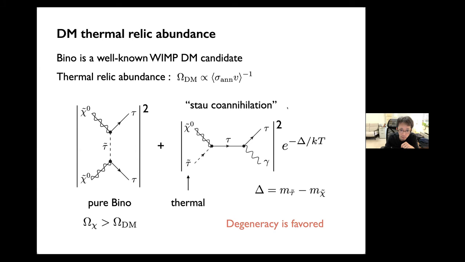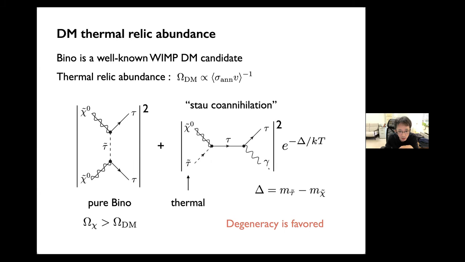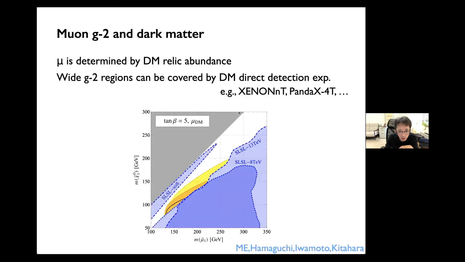So stau coannihilation is one of the famous scenarios. In this scenario, the stau mass is very close to the Bino mass. I mean, the degeneracy is favored in this scenario. So in this Bino-smuon scenario, this coannihilation happens naturally. So in this plot, mu is determined by reproducing the dark matter relic abundance. So this parameter region is allowed. In this parameter region, the muon g minus 2 anomaly is explained, and also the dark matter relic abundance is explained. So this seems natural.